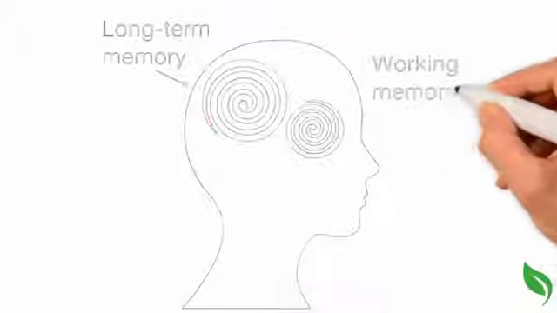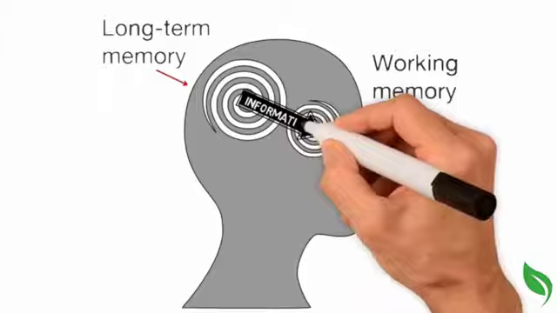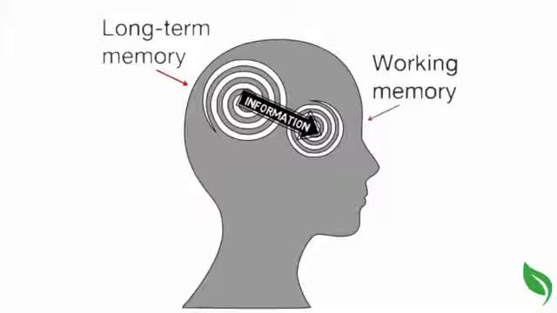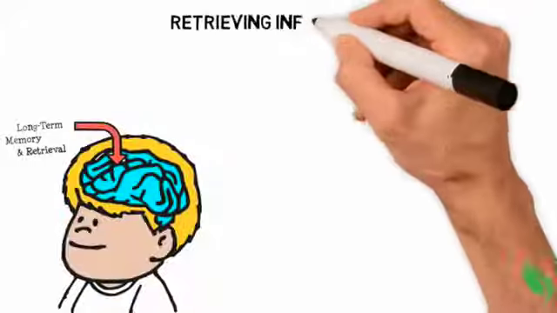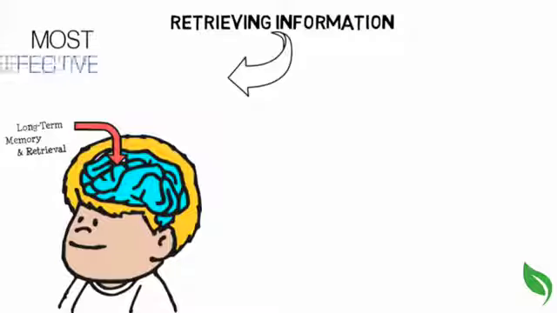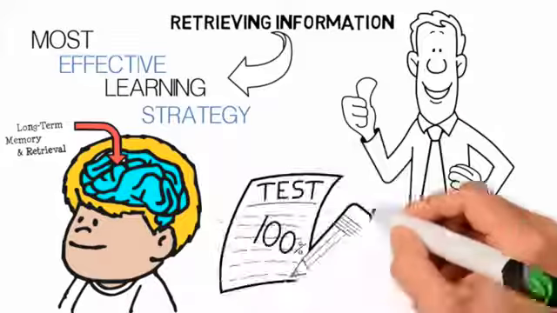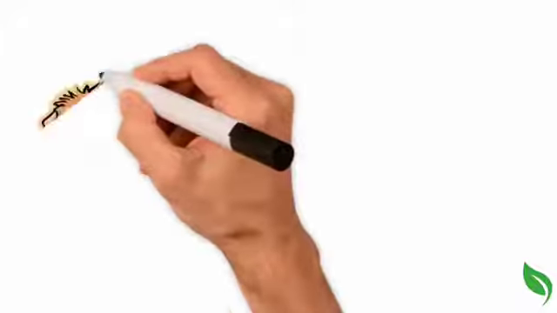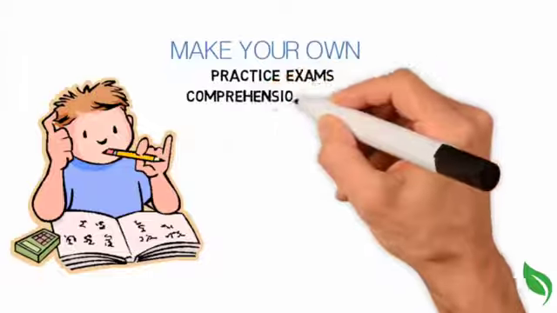Retrieval is the process of taking information out of long-term memory and into our conscious working memory so we can change our behavior. Learning strategies that help learners practice retrieving information from long-term memory are most effective. The easiest way to do this is to take practice exams. If learners do not have practice exams, comprehension tests, or lab questions, they can make their own up.